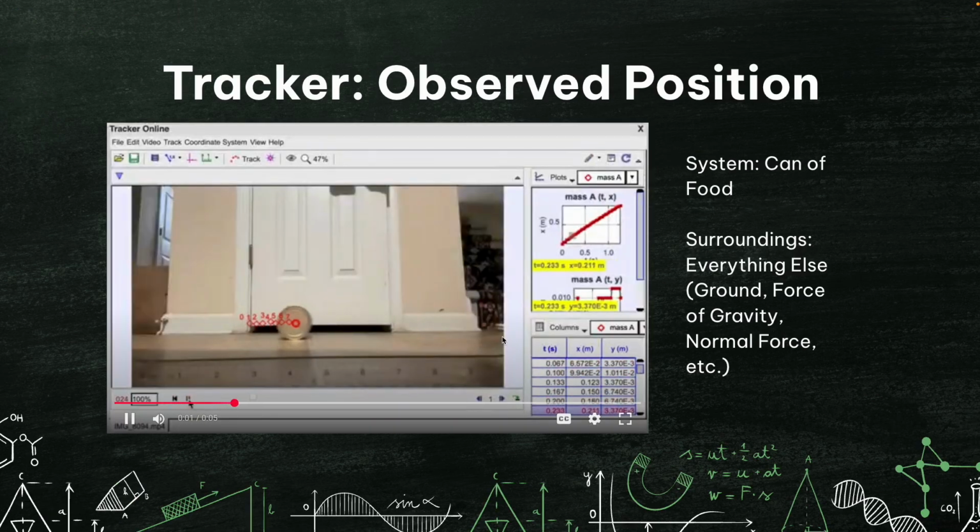This is my video being analyzed in Tracker. My system is the can and the surroundings are everything else that interacts with it, such as the ground or any forces. The red dots as the can moves are the centers of mass that I manually inputted frame by frame. I had about 40 data points. As you can see, it takes us and compiles a table and graph of the observed position relative to time.